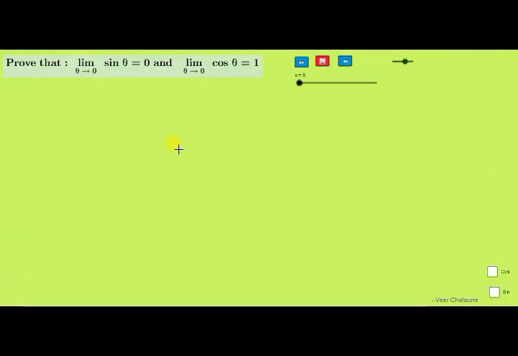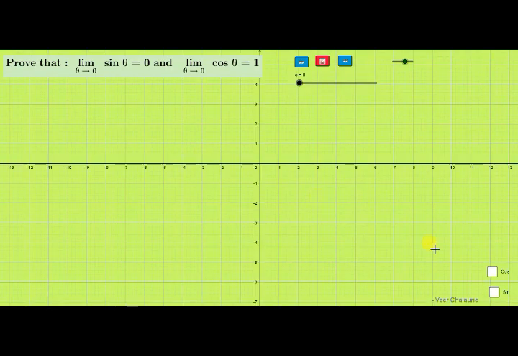Today I am going to prove that the limit as theta approaches 0 of sin theta equals 0, and the limit as theta approaches 0 of cos theta gives us 1. If we replace theta with x, this gives us the exact value according to the Cartesian plane. First of all, I want to show according to the graph what this gives us.